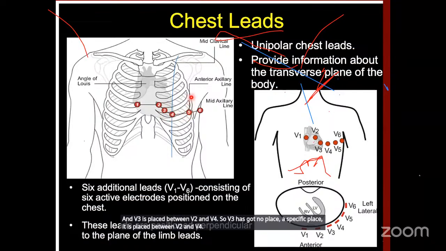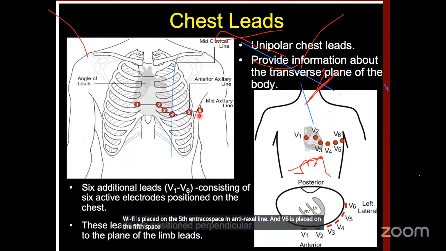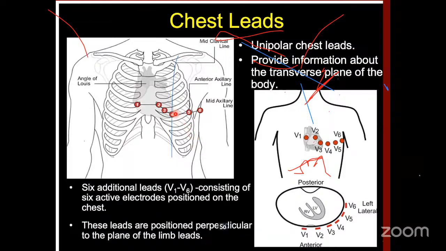V5 is placed on the 5th intercostal space in the anterior axillary line, and V6 is placed on the 5th space on the mid-axillary line. So V4, V5, and V6 are in the 5th spaces. V1 and V2 are in the 4th spaces, and V3 is placed in between.